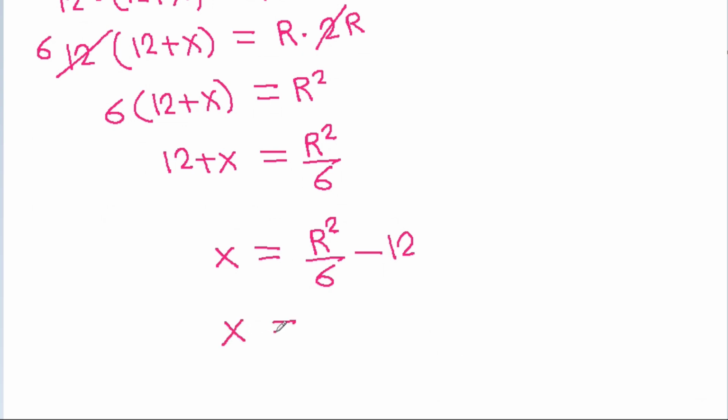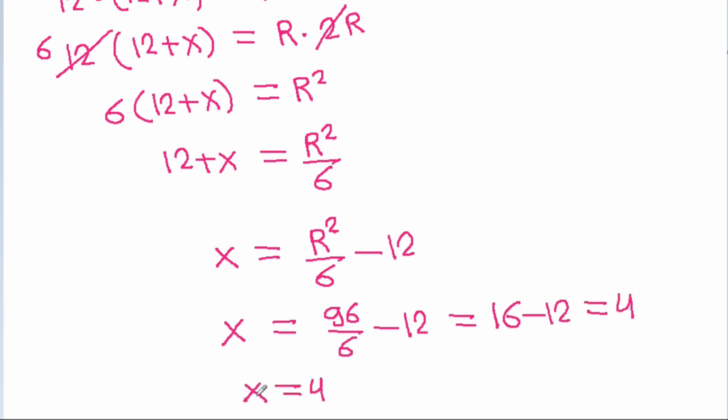So x will be equal to r square is 96 by 6 minus 12, and it is 16 minus 12, that is 4. So x is equal to 4.